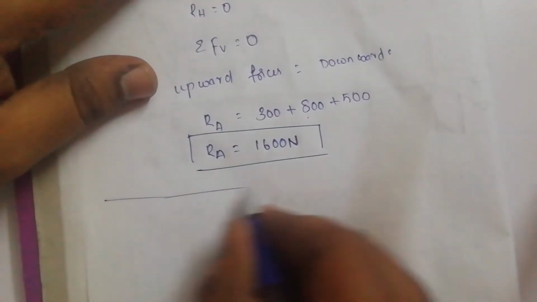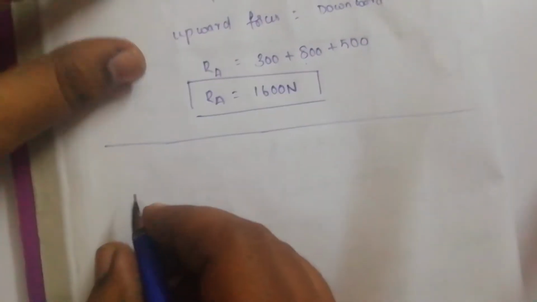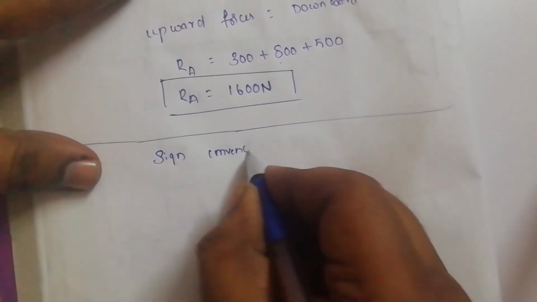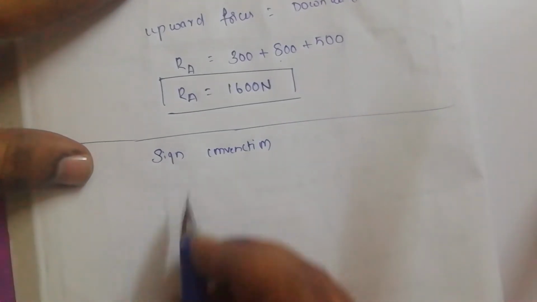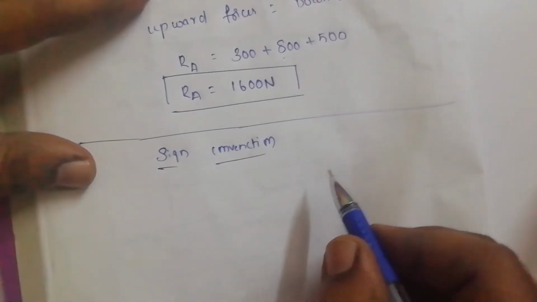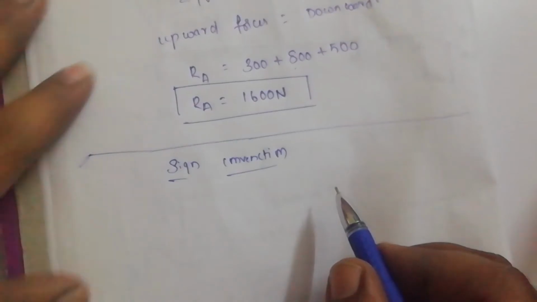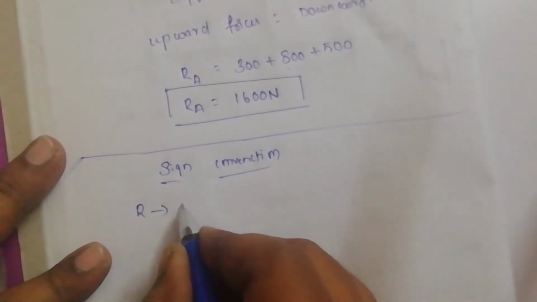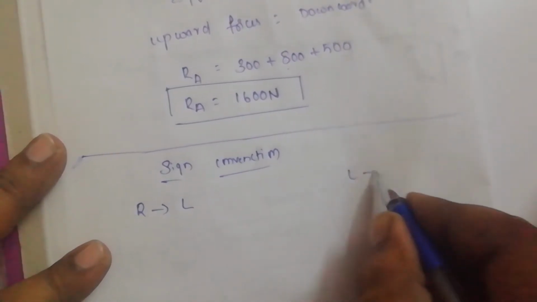Now, how to draw the shear force diagram? For the shear force calculation, first of all we have to fix the sign convention. Okay, sign convention. What the sign convention means is that you have to identify from where you are solving the problem. There are two procedures for solving the problem: one is from right to left, another is from left to right.